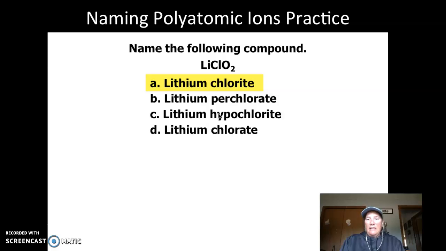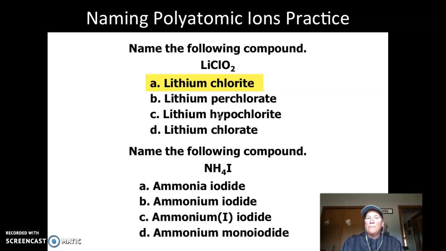Name the first one as is. The second one, the polyatomic ion, leave its name alone. Okay, name the following. NH4, like I said before, that's ammonium. That's a polyatomic ion with a +1 charge, and iodine's -1.